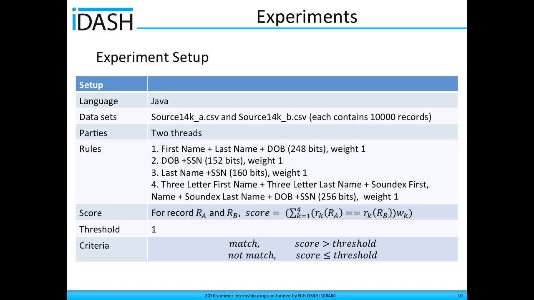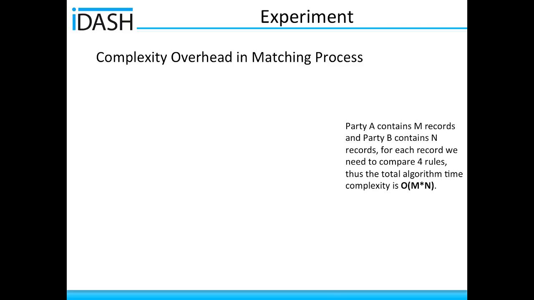We can see that in this case, the lowercase r indicates the rules, and uppercase R is the record. And W indicates the corresponding weight for the rule. After we have the overall score, we will compare it to the threshold to decide whether the two records have been linked or not. So here is the basic scheme and experiment setup for our experiment.